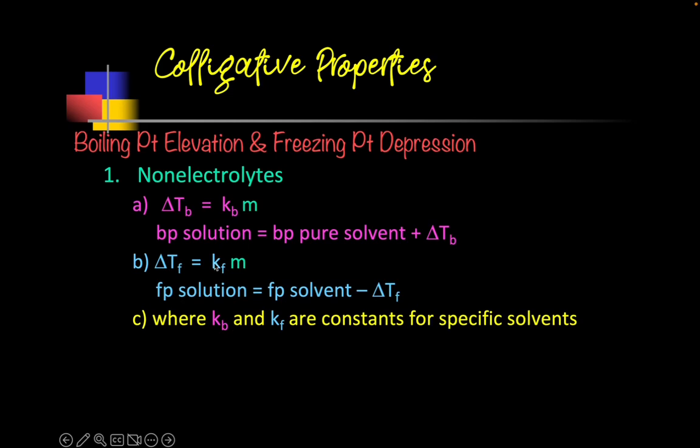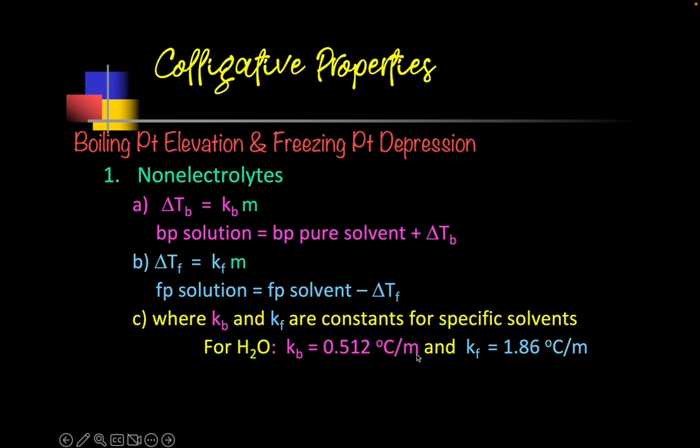So again, Kb and Kf are constants. Every solvent has one. You can just look them up or they'll be given. You could go ahead and write down the K values for water because we use them quite a bit. So the K values are in degrees Celsius per molality. When you look at this, it says for every molality that you have for water, the change of temperature would be 0.512. So if you had a two molality solution, you would change your temperature about 1 degree.